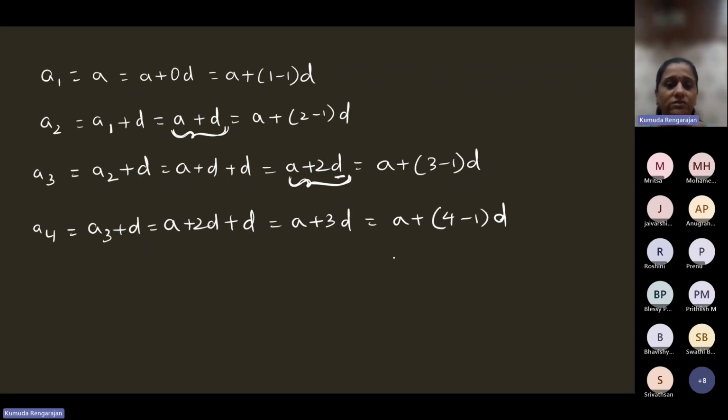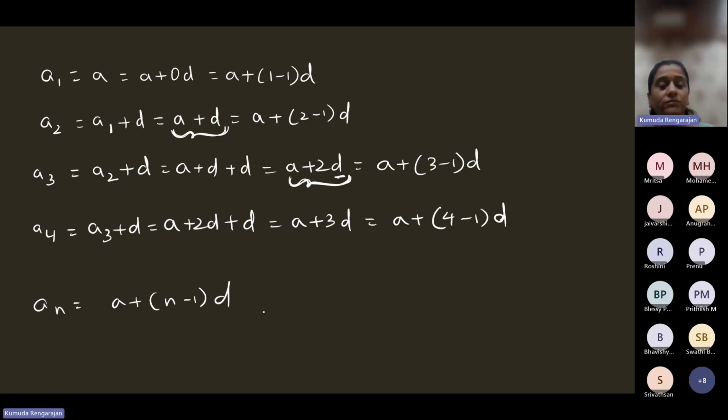So when you read this, A1 is A plus 1 minus 1 into D, A2 is A plus 2 minus 1 into D, A3 is A plus 3 minus 1 into D, A4 is A plus 4 minus 1 into D. So An is equal to A plus N minus 1 into D. So this is the formula to find the general term of an arithmetic progression. Please practice it. Very simple derivation.